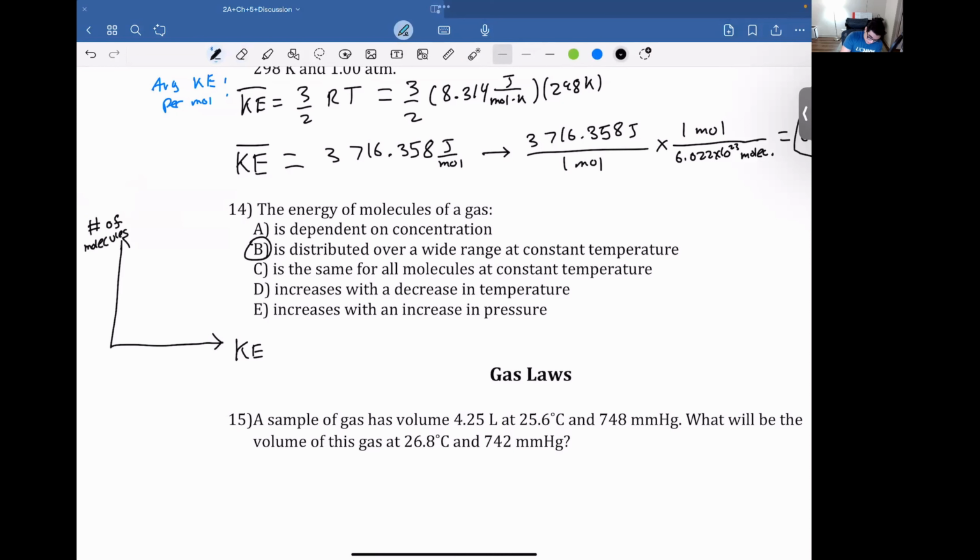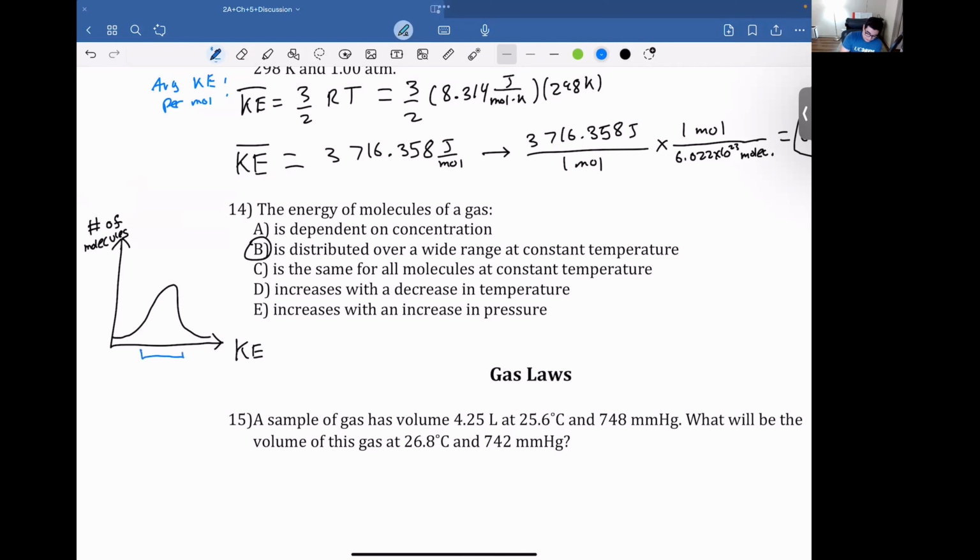So you have your number of molecules with some kinetic energy on your y-axis. You have kinetic energy on your x-axis. And it's going to look something, probably something wider. Really depends on what you're looking at.